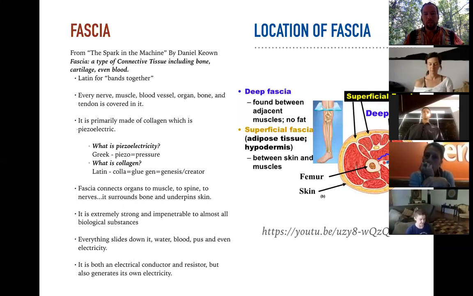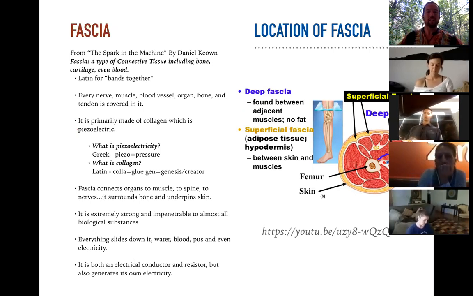So I've been reading an amazing book I told y'all about called The Spark in the Machine. This guy, Daniel Keown, is a Western MD as well as an acupuncturist. And I just really found his work to be very valuable for us as practitioners to help people understand and bridge the gap between the mystery of qi and the modern science of fascia. Okay, so I'm just going to read down this little list and keep things simple.